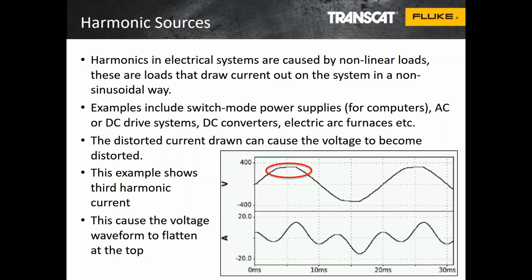You'll always see the distortion, and here we can see in this example with the waveforms that the current is very distorted, and we see that the voltage has a flat top on it because of the harmonics. It's misshapen from the typical sine wave we should see.